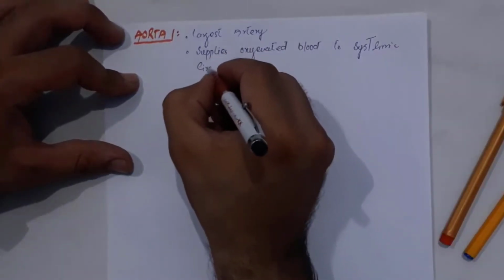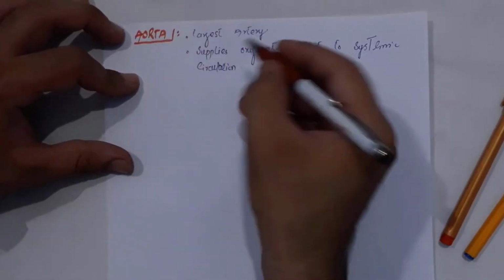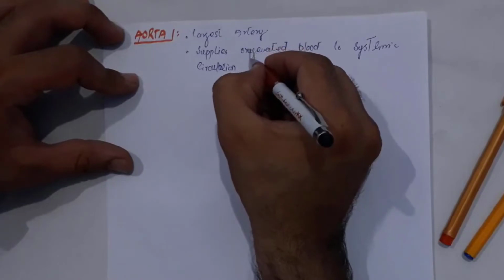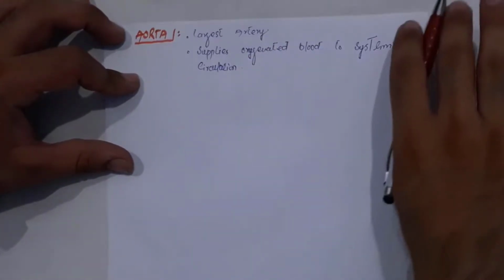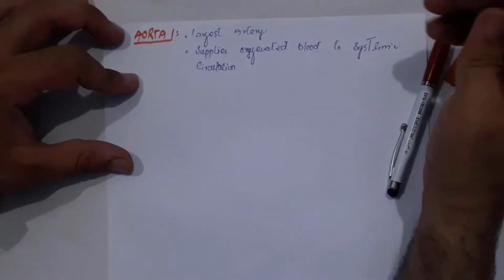Clear, friends? Okay, this was the definition of the aorta. What is the aorta? The aorta is the largest artery which supplies oxygenated blood to the systemic circulation.